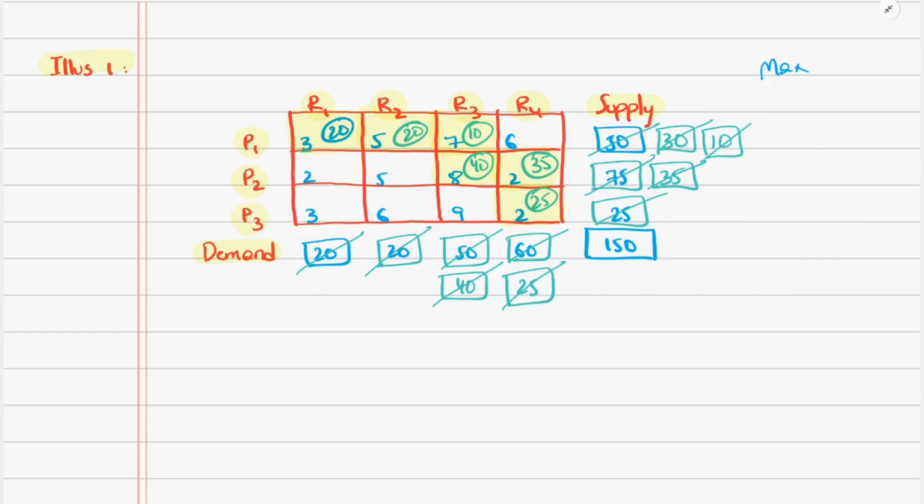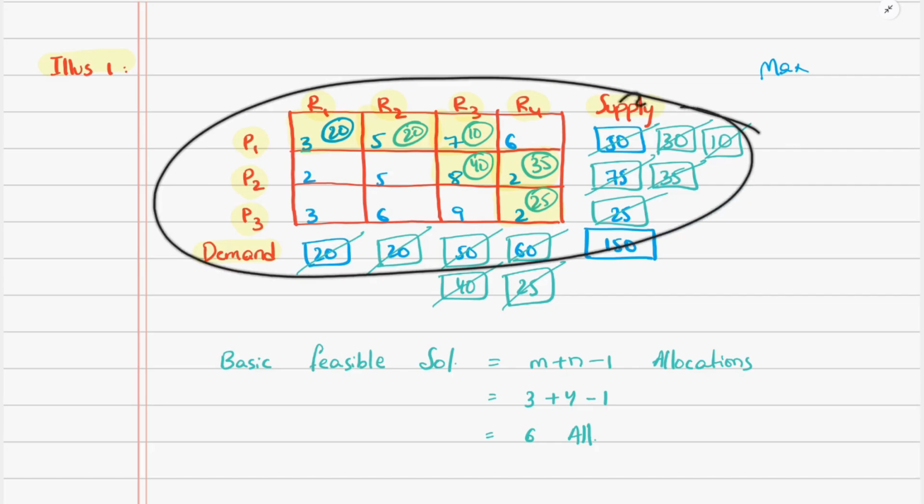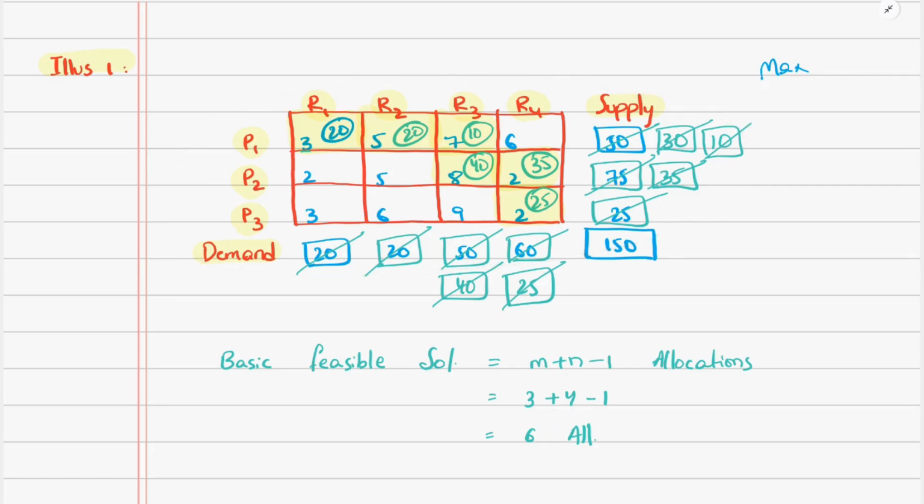Now, we will talk about basic feasible solution. See, we know what a basic feasible solution is. A basic feasible solution should have m plus n minus 1 number of allocations. Right, here we see we have 3 rows 1, 2, 3 and 4 columns 1, 2, 3 and 4. So m is number of rows, so 3, n is number of columns, so 4, minus 1, which is going to give me 7 minus 1, 6 allocations. So to call this a basic feasible solution, I need to have 6 allocations in total.